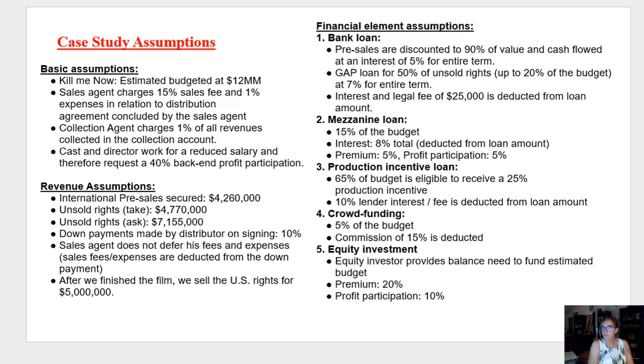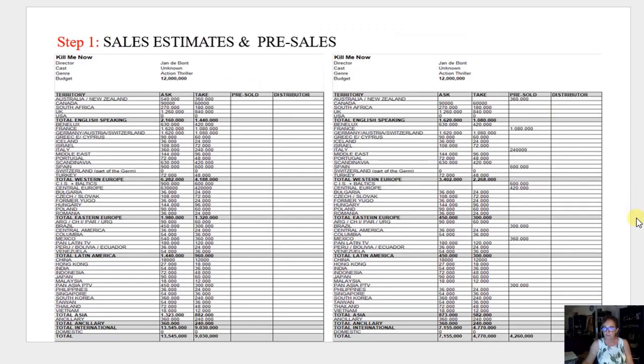The equity investment is going to fund the balance needed after we put all these finance elements together, and if we still need something, it's going to be financed by an equity investor. The equity investor will require a 20% premium payable to him and a profit participation of 10%.